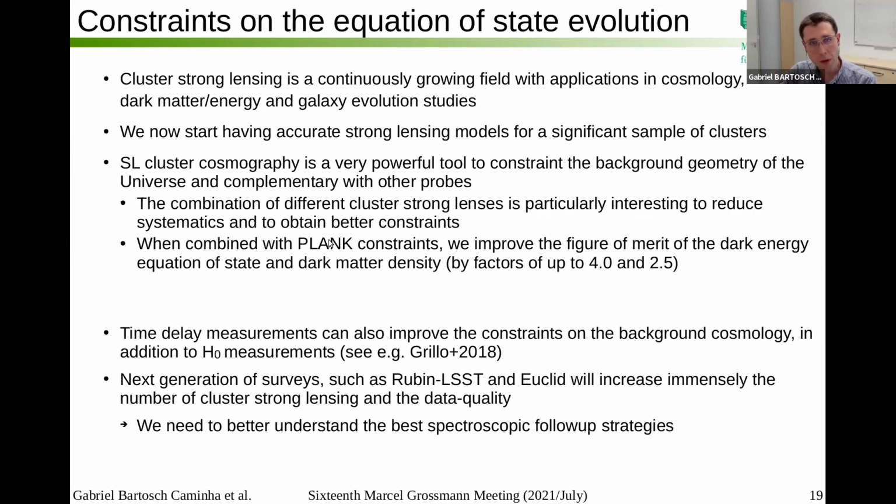Here I didn't say anything about time delays, but if we do have information on time delays, in addition to the Hubble parameter, we can also add some extra constraints on the background cosmology on these parameters. And of course, the next generation of surveys will provide a lot of very good data, and we need to understand better how to optimize the usage of this data. And yeah, I'll stop here.